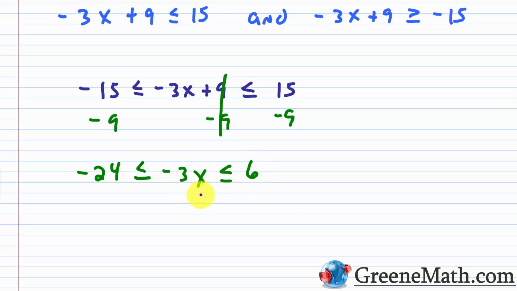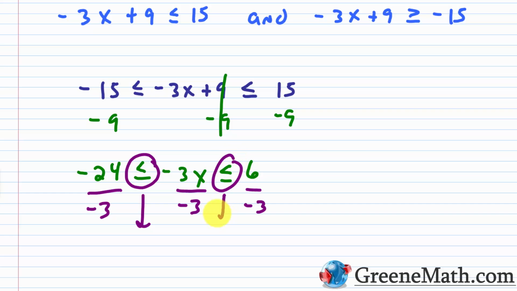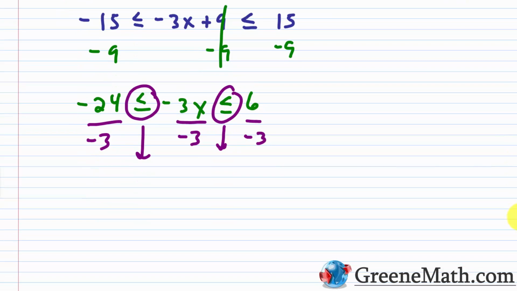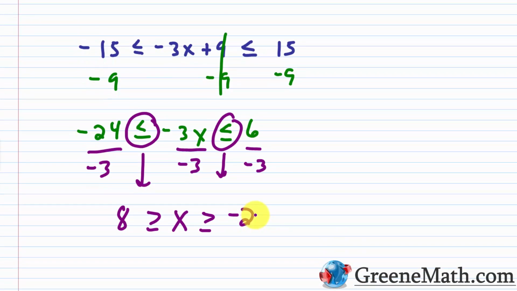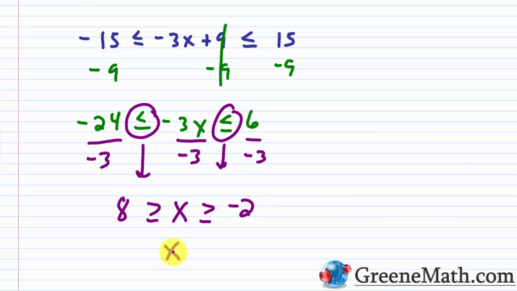All right, so to get x by itself, let's divide each part by negative 3. And remember, even though it's a three-part inequality, we've still got to flip these signs. Very important you do that, okay? Otherwise, you will get the wrong answer. So x is going to be in the middle by itself. I'm going to flip the signs to greater than or equal to. Negative 24 over negative 3 is positive 8, and 6 over negative 3 is negative 2. So I'm just going to reorder this and say x is greater than or equal to negative 2, and it's less than or equal to 8.